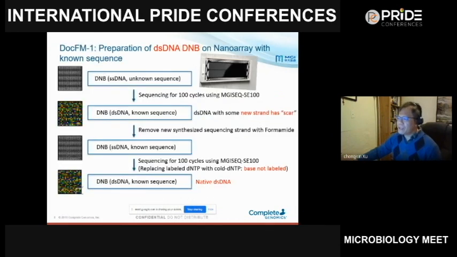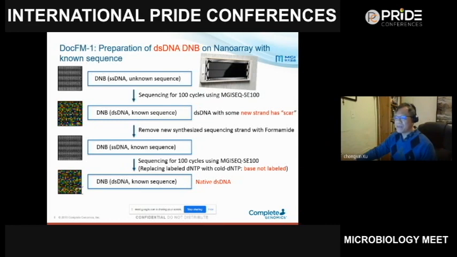The way we do it is like this. We prepare double-stranded DNA in the DNBs. As we just discussed, the DNA on the flow cell is single-stranded DNA, which is the DNBs. First, we do sequencing, for example 100 cycles, using our sequencer. In that sense, we will know the sequence of each particular DNB.